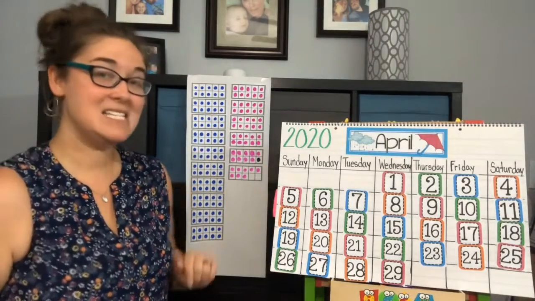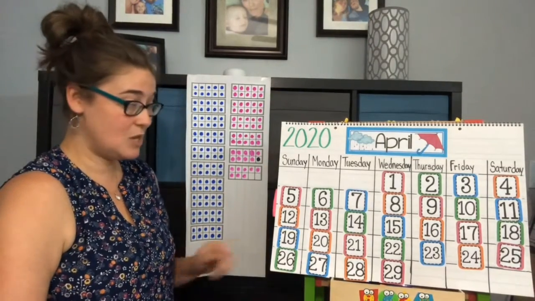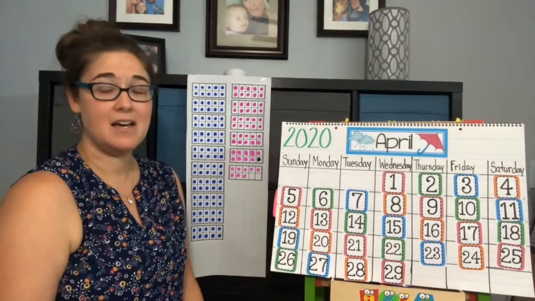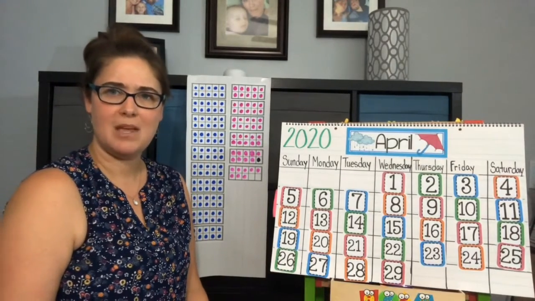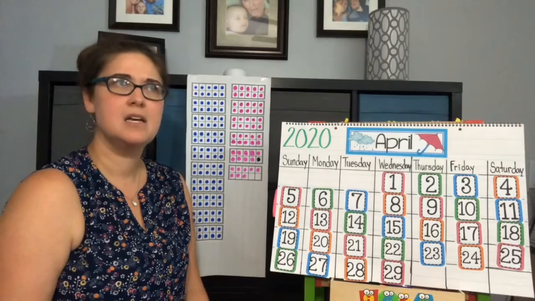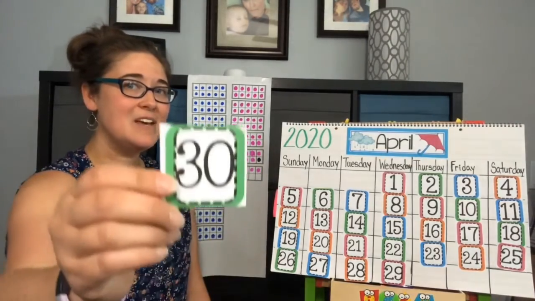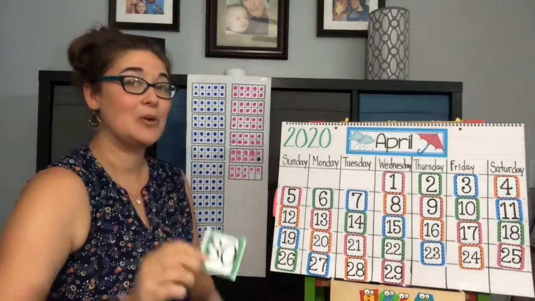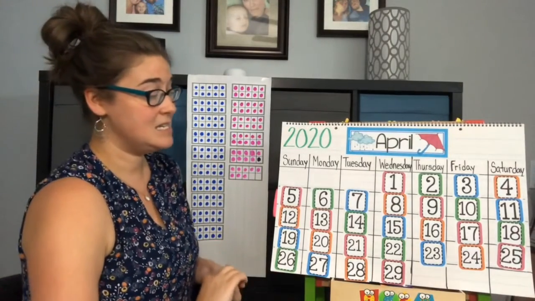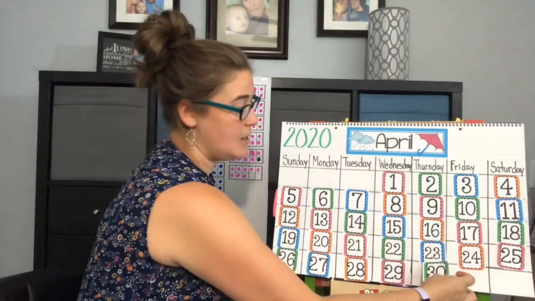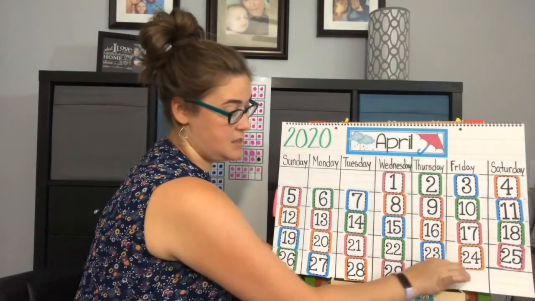But our last day of April needs to go up there. And yesterday was the 29th of April. What would today be? What comes after 29? 28, 29. If you said 30, you are correct. And it is the number 30, but we say April 30th.